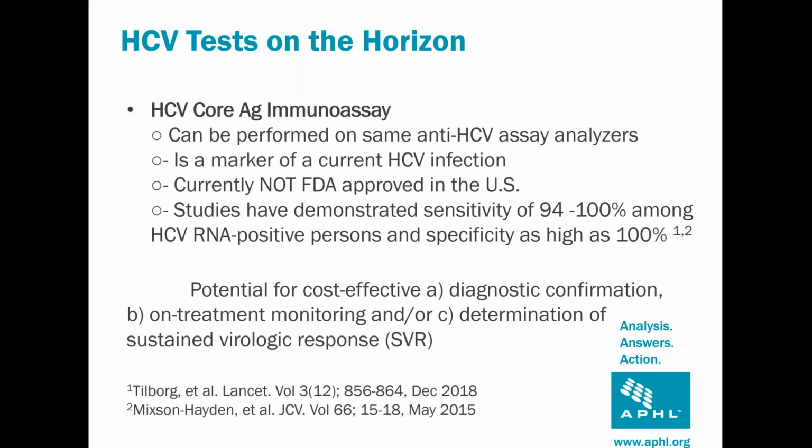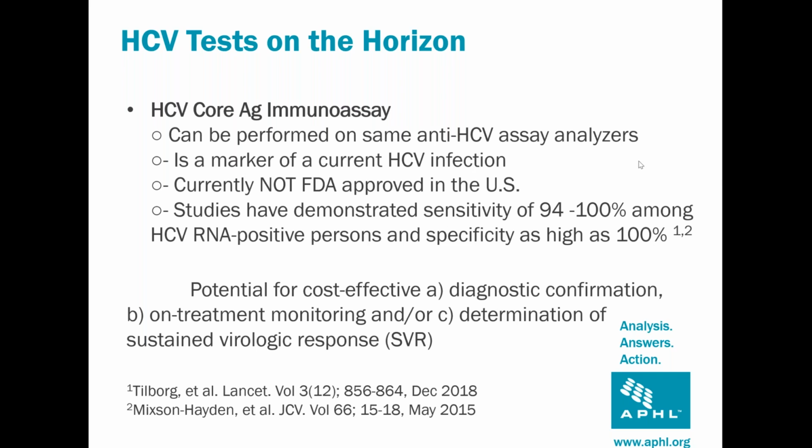HCV core antigen immunoassays. That was in that original 100-day study slide. You see that the core antigen ramps up just about as quickly as RNA and extends out. This assay may give us an alternative to RNA testing in the diagnostic algorithm one day, because it can be performed on the same HCV antibody assay analyzer. So this is a real benefit in that you don't have to have two large platforms. You can go from antibody testing to confirmation within the same analyzer. It is a marker for a current HCV infection.